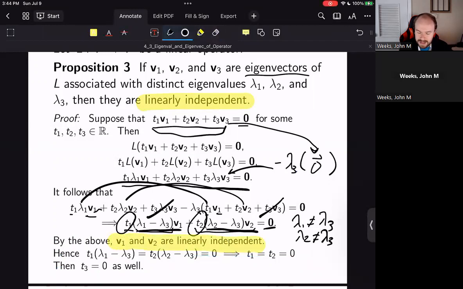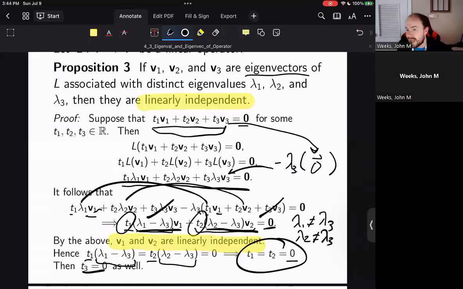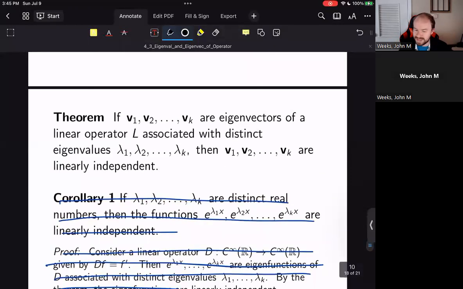What does this mean? That means that t1 and t2 must both be 0, because these certainly aren't 0. Well, then there's no way to get t3 times v3 equals 0 other than just saying that t3 equals 0 as well. And since all of our scalars are equal to 0, we get our result that this is a linear independence relationship.